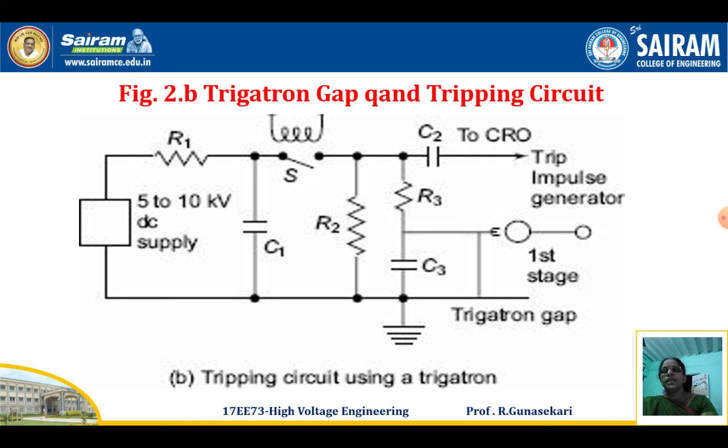So in this lecture video you studied the introduction to tripping and control of impulse generators, the tripping pulse generator, that is the impulse generator with 3 electrode gap, then the shape of the trigatron gap, and then how the trigatron gap is connected with the tripping circuit.